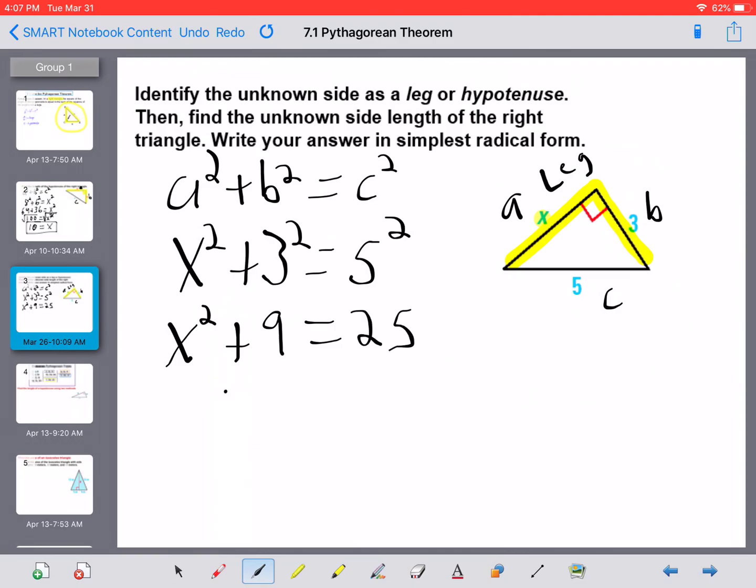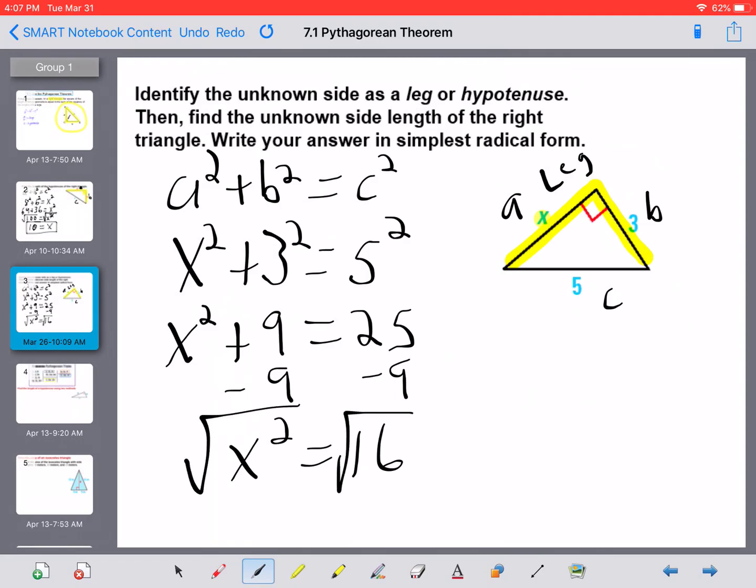Now to keep solving, I'm going to subtract 9 from both sides, and I get x squared equals 16. And again, to get rid of the squared, we have to use the square root. So I go ahead and take the square root of both sides. I get x equals 4. And that would give us the length of that side. X is 4.